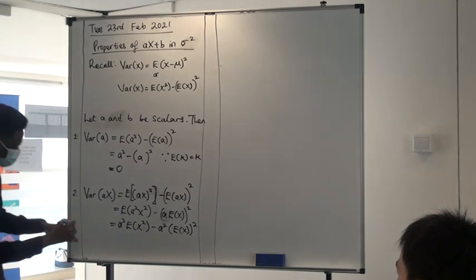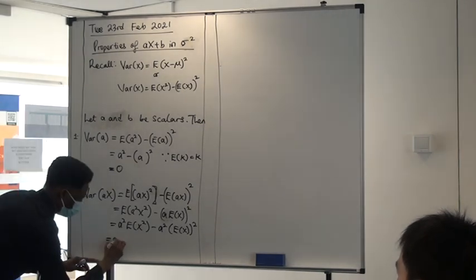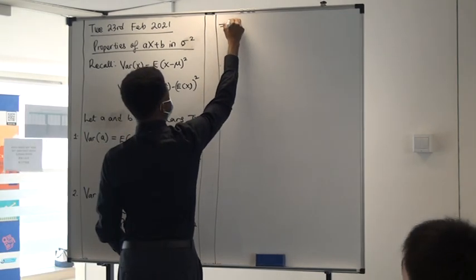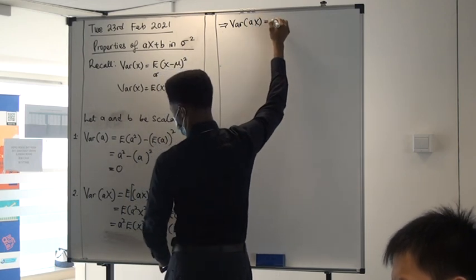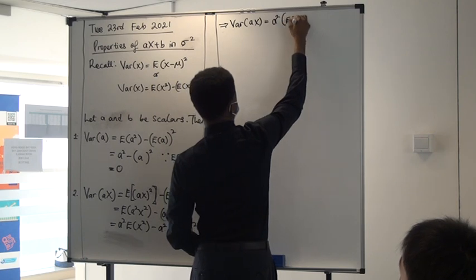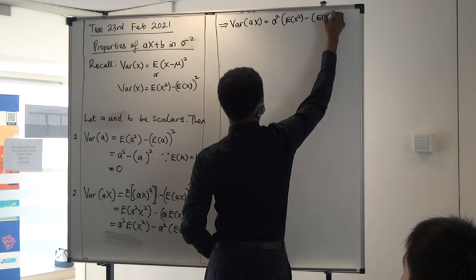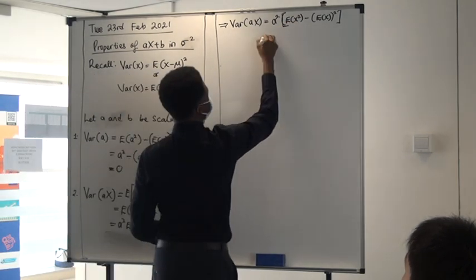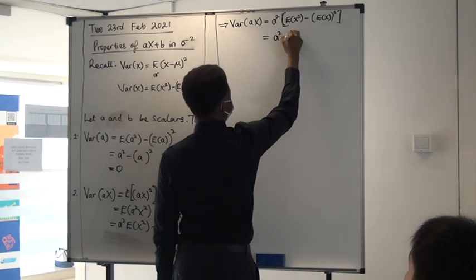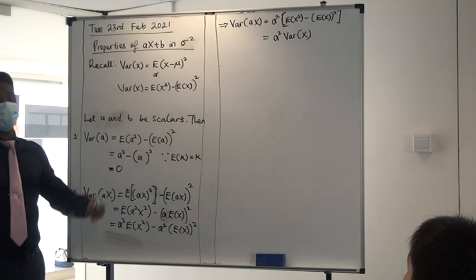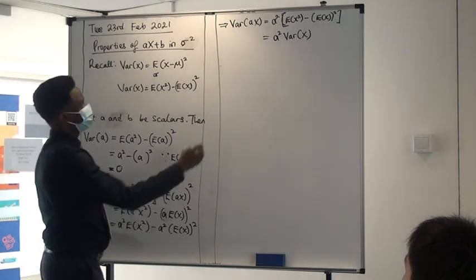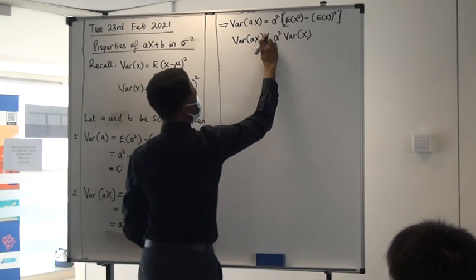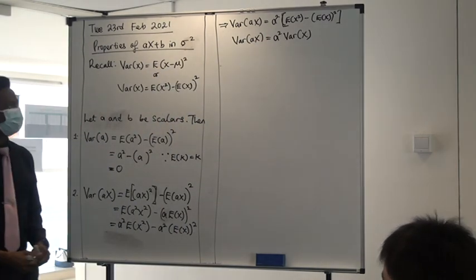Very good. What do we do next? Speak louder, please. What do we do next? Factorize. A squared, yes? Expectation X. Maybe I'm right here, so you can see. So this implies that the variance of AX is equal to A squared, then expectation of X squared minus expectation of X all squared. Then another big bracket. Right? So what does this mean? What is this? A squared times variance of X. That's part of what you have observed. Okay? So variance of AX is simply that. Questions?